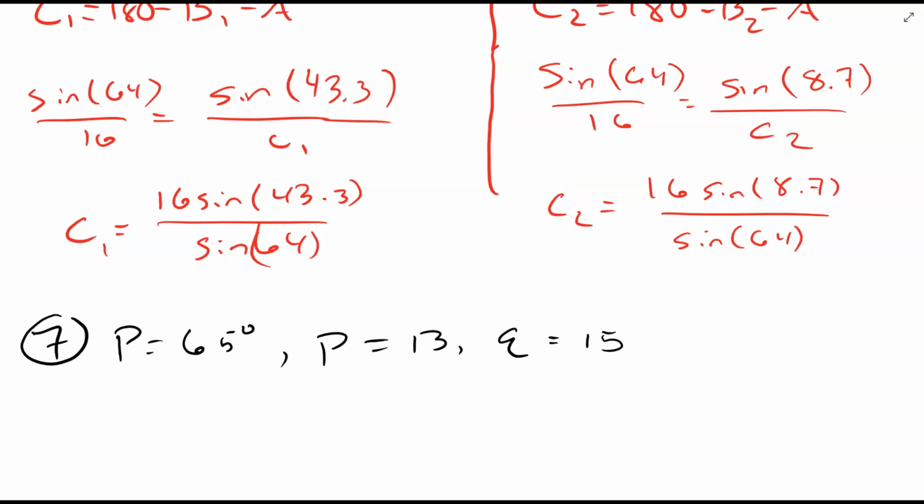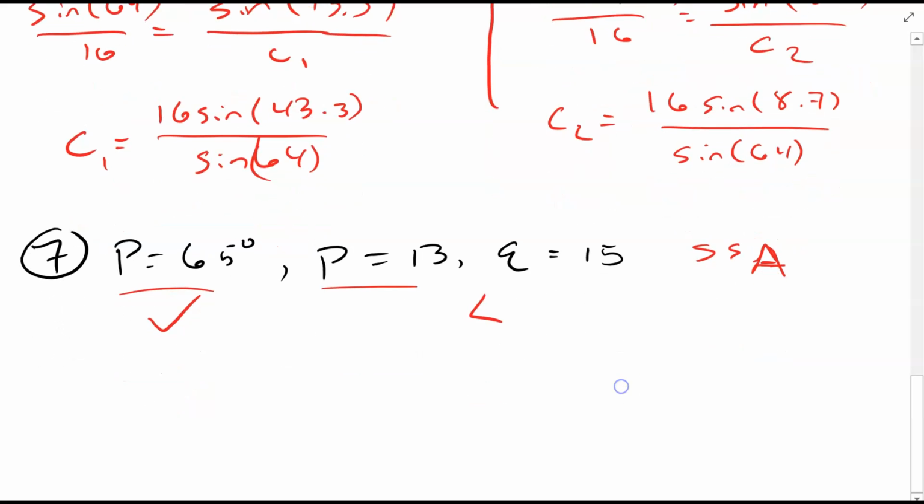So the first thing I'm going to do is identify what sort of situation I'm in. I'm given one angle, and I'm given the side opposite that angle. So I know this is the SSA situation. And the angle that I'm given is acute, and the side opposite the angle is less than the other given side. So this is the ambiguous case. So I can have 0, 1, or 2 triangles.